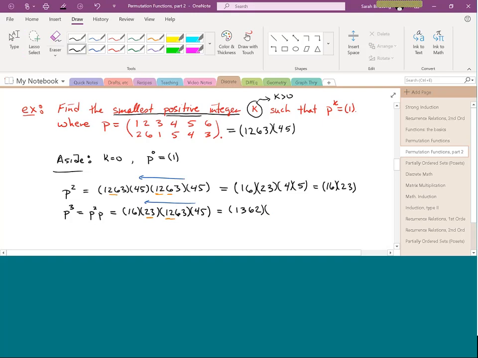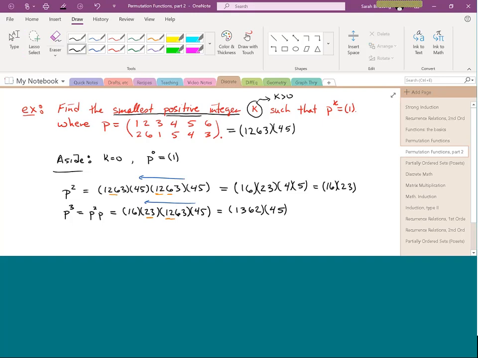Then we look for the smallest number in play that we haven't used yet. Smallest number we haven't used is a 4. So we look here and we say, all right, what's happening? 4 gets mapped to 5. There are no other 4s and 5s, so 4 just gets mapped to 5. And at this point, you're going to have to close off because that's the last number. So that's p cubed.